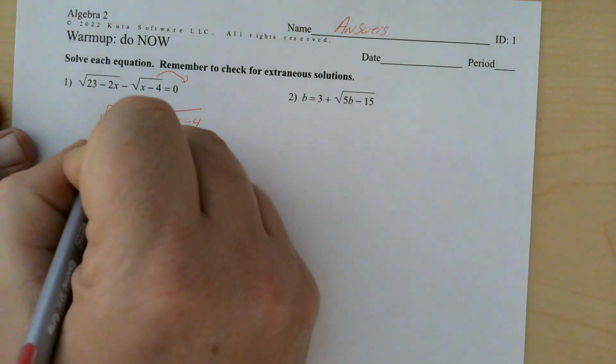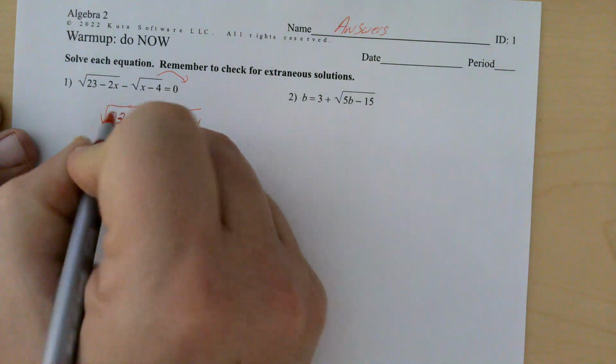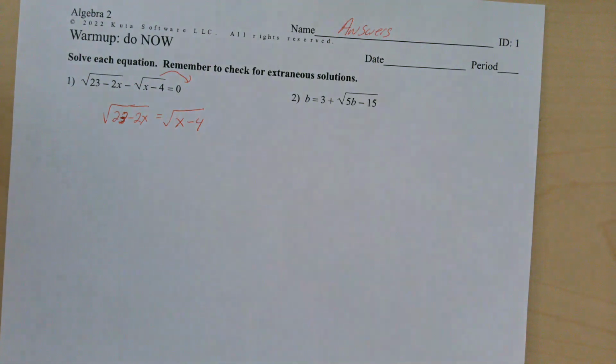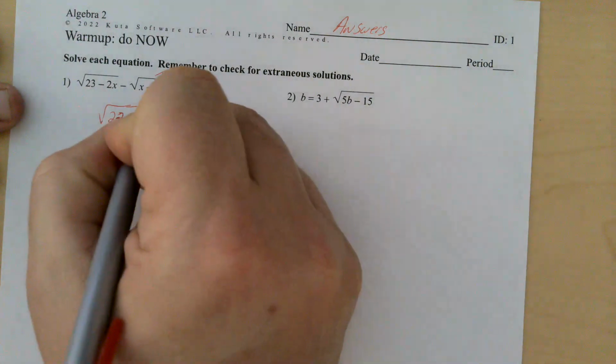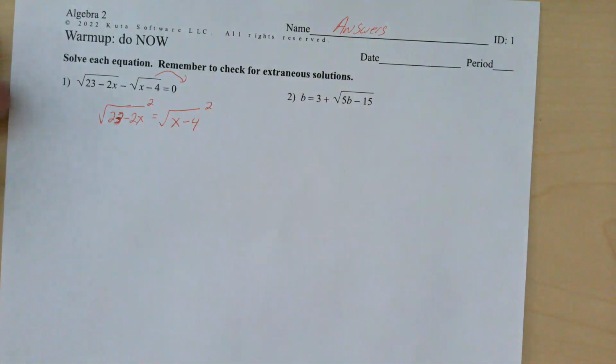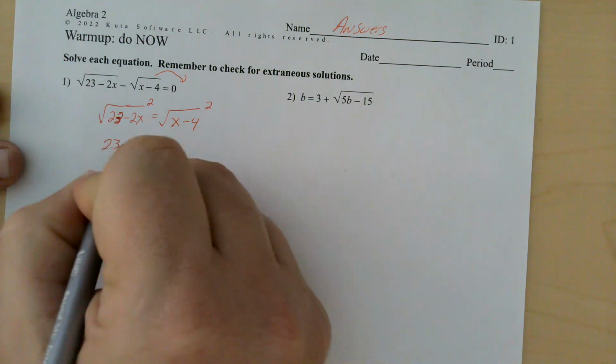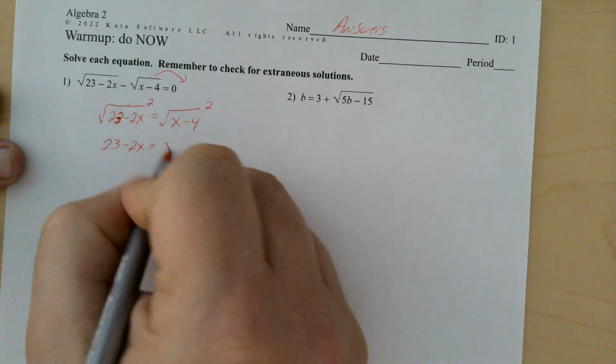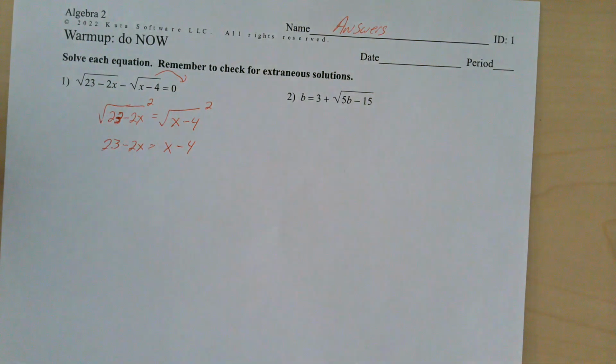Okay, so if you do that, then this is a very easy problem, because to get rid of the radicals, we square both sides. So when I square this side and I square this side, the radical disappears. So you're left with 23 minus 2x equals x minus 4, and this is super easy to solve.